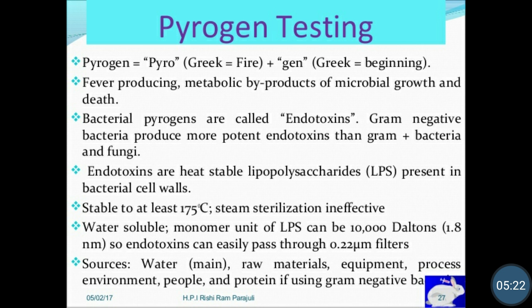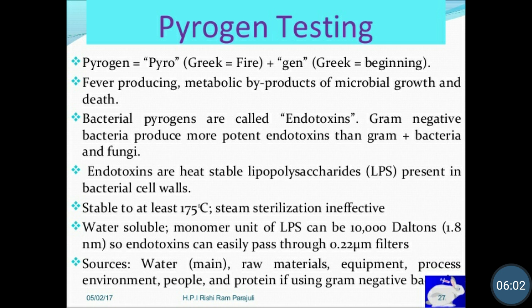So pyrogens are the endotoxins produced by gram-negative bacteria which are lipopolysaccharide in nature, and again they are heat stable and generally present in the bacterial cell wall. They are stable to at least 175 degrees Celsius. In that case, steam sterilization is also ineffective. These pyrogens cannot be destroyed by steam sterilization.